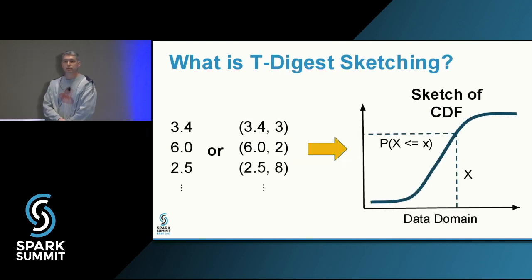So what kind of a sketch is a T-Digest? Its inputs are essentially any sequence of numeric observations. In fact, they're actually formally paired, numeric observations paired with a mass. I'll be referring to it as a mass, but you can think of it really as a frequency or a weight. And the actual sketch is an estimate of the distribution of all those observations. Specifically, it represents it as a cumulative distribution sketch.